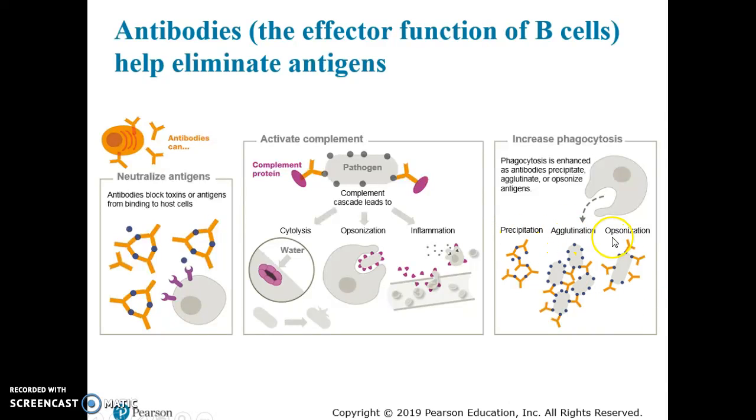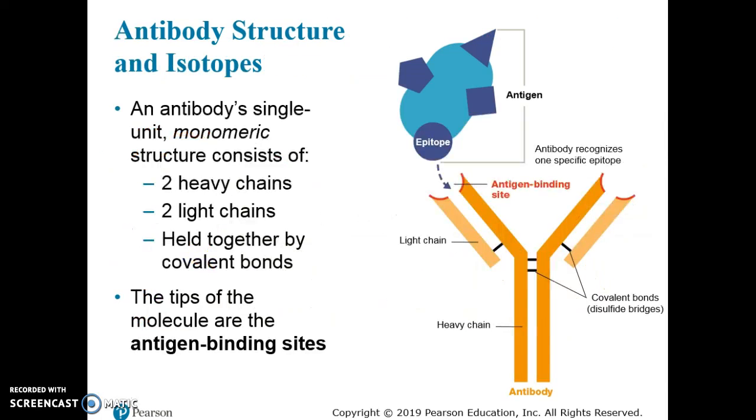All right, if an antibody binds to the antigen, and this antigen is stuck to the cell, then it can cause agglutination, and agglutination is just making clumps. And then opsonization, same process kind of as over here, and the phagocytes can increase its phagocytosis process.